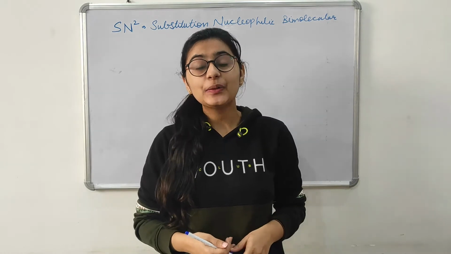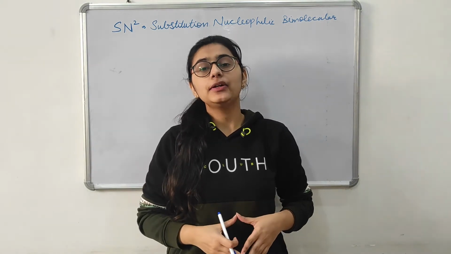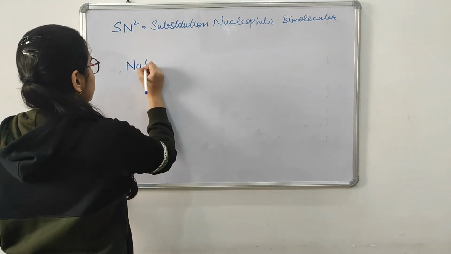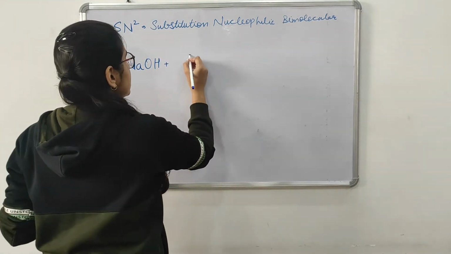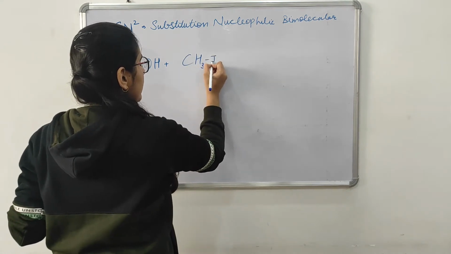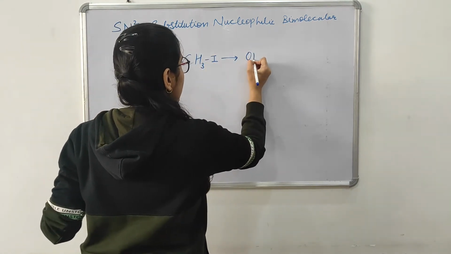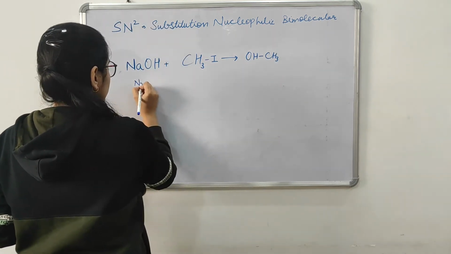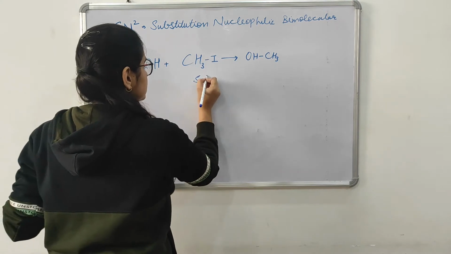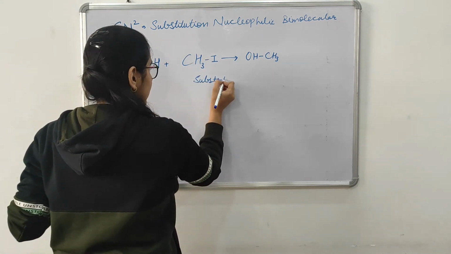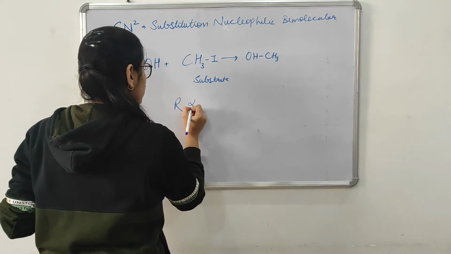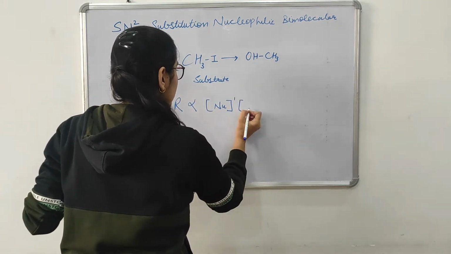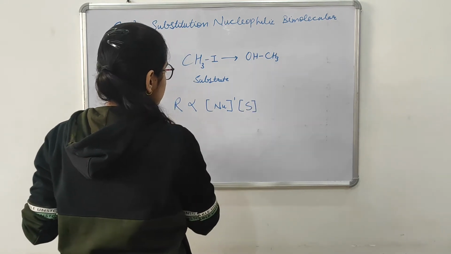Now we will try to understand the kinetic experiment of SN2 reaction. Suppose we have the nucleophile NaOH and our substrate is CH3I. So when NaOH will attack, we will get this. So here this is our nucleophile, this is our substrate. So the rate of the reaction will depend on the concentration of the nucleophile as well as on the concentration of the substrate.